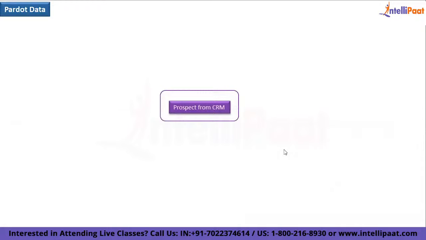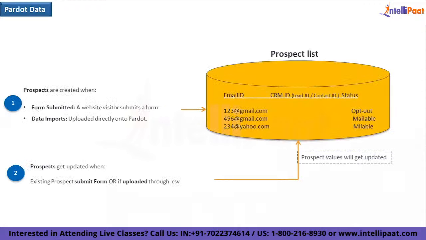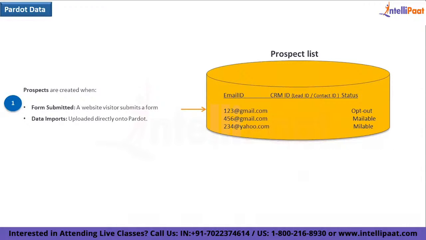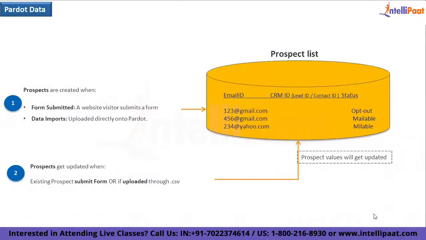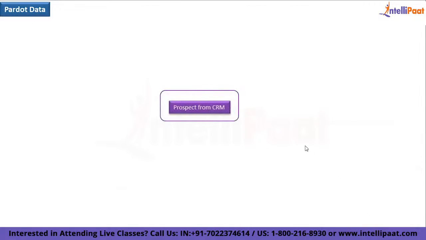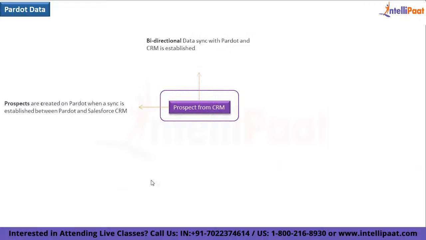Now, let us see prospects from CRM. Is it clear now? This is just a graphical representation of whatever we talked about. Okay, fine. Now this is where we are talking about prospects from the CRM. When we have prospects which are moved or synced with the CRM, what happens? Prospects are created on Pardot when a sync is established between Pardot and Salesforce CRM. And bidirectional data sync, yes, we saw that. And the CRM ID, that is the lead or contact ID, works as a unique identifier. Any prospect which moves from the CRM into Pardot will always be associated with a lead or contact ID.